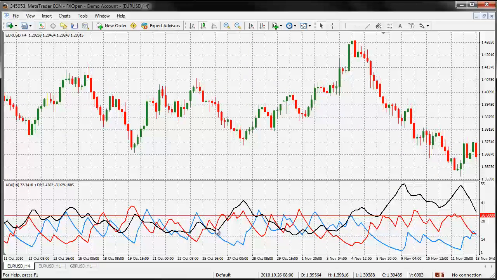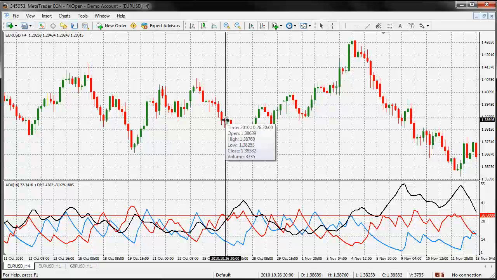Alright, here's another instance where we had the red line cross over the blue, but it didn't really kick in until around about here. Alright, now this is a little bit more of a precarious trade to get into.